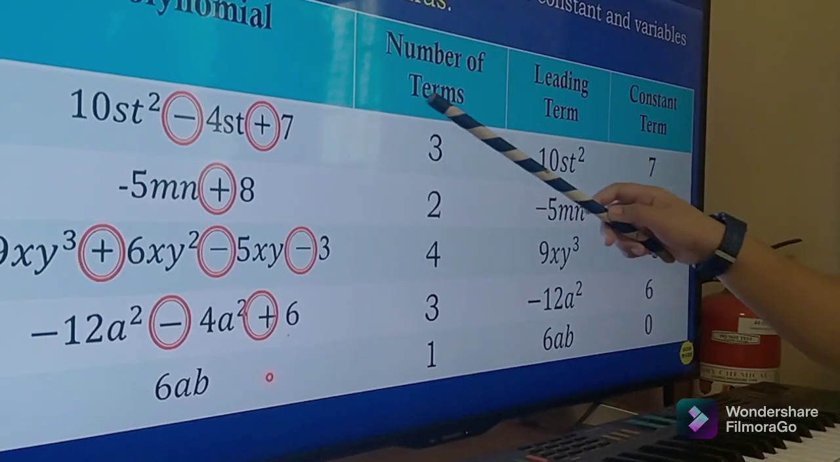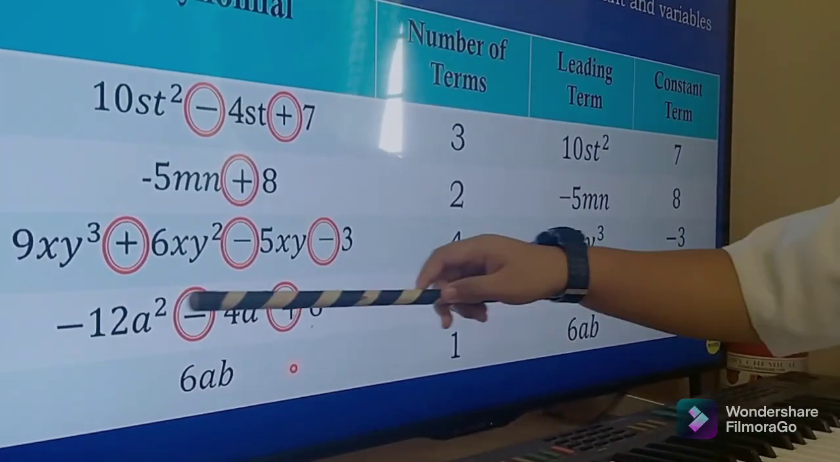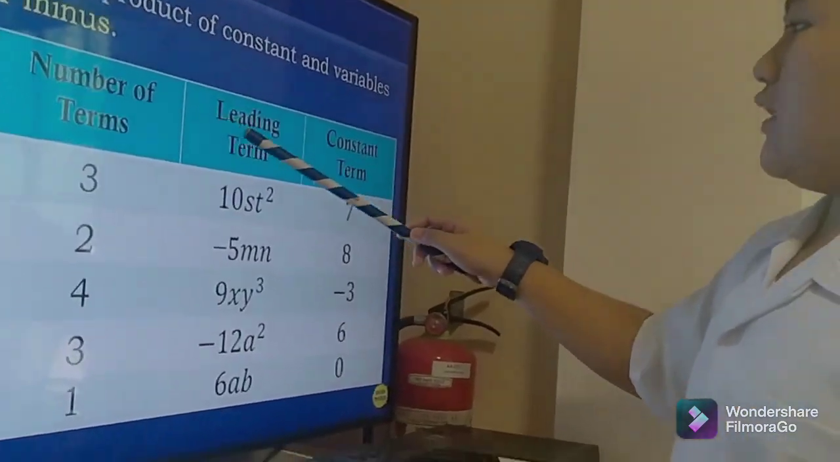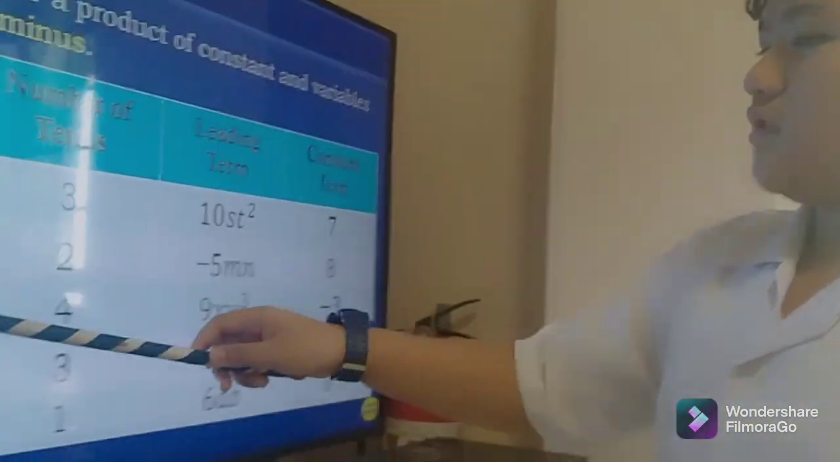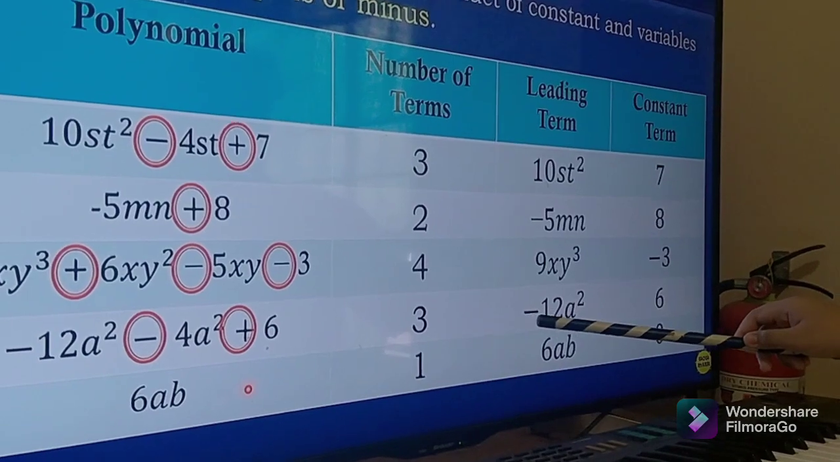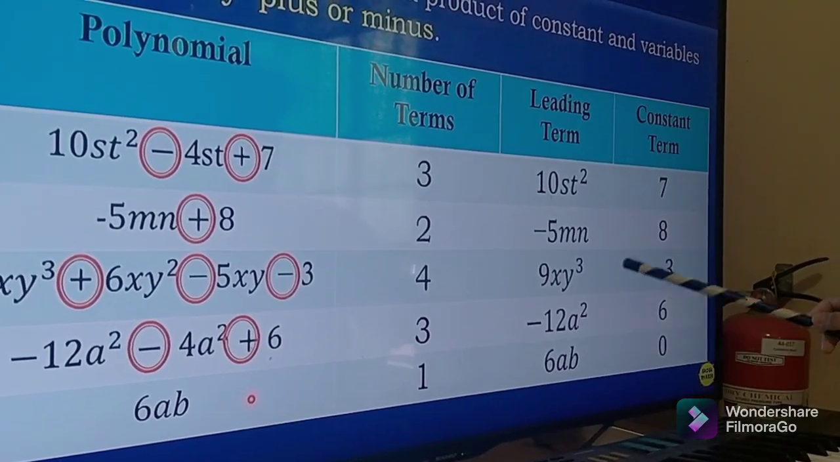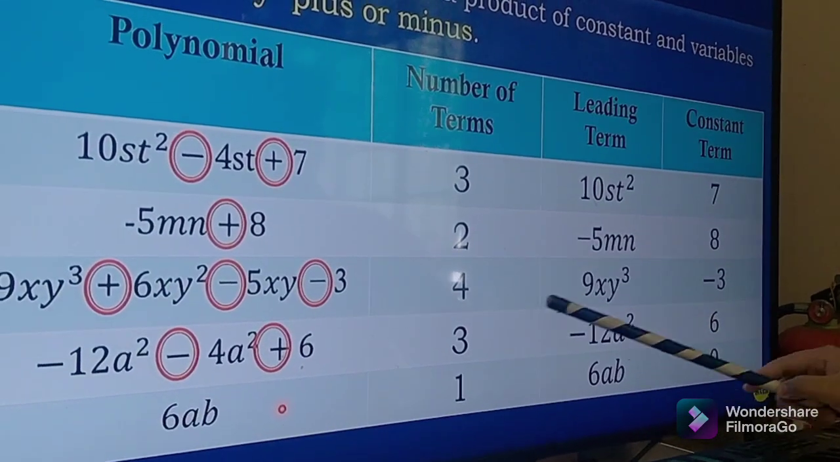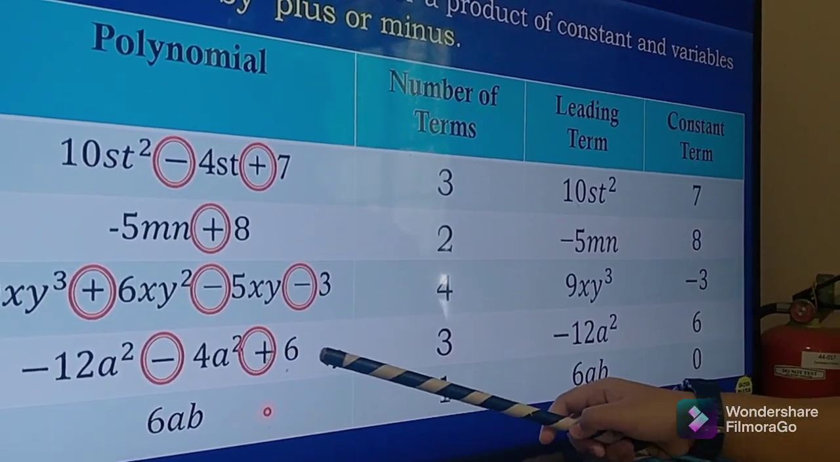Number of terms: the number of terms is 3 because 1, 2, 3. Leading term: leading means the first one. So our first term is negative 12a squared. Constant term: the constant term is 6 because it is only a number with no variable.